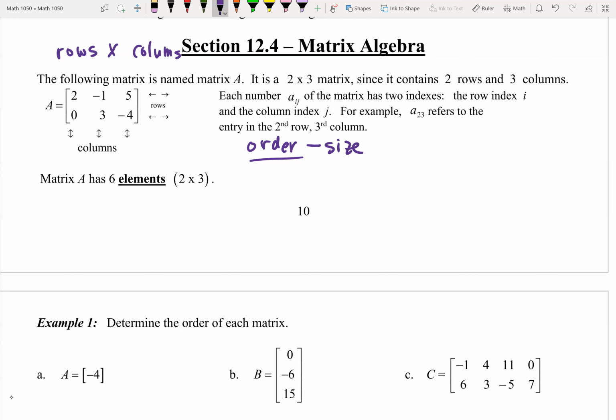So rows are the ones that go across, right? So we have one row and then two rows. So this is a 2 by, and then columns, you have 1, 2, 3. So that's a 2 by 3. That's it. And if you look at the number of numbers that are in a 2 by 3, it's 6 numbers. 2 times 3 is 6.